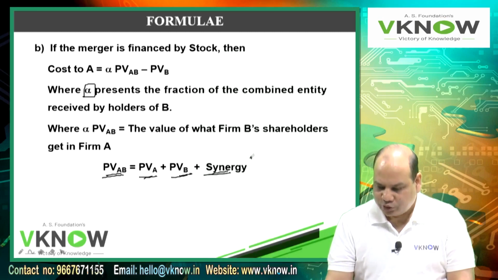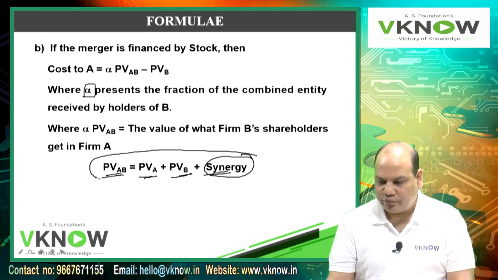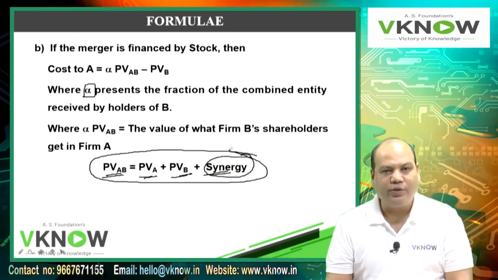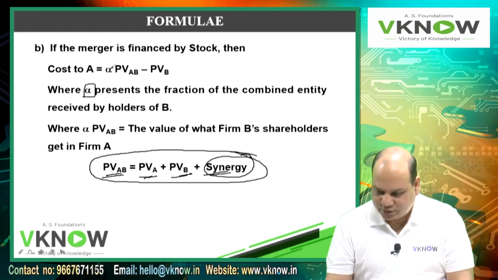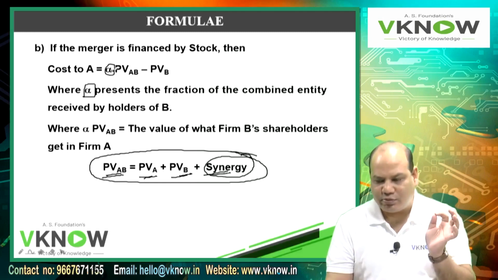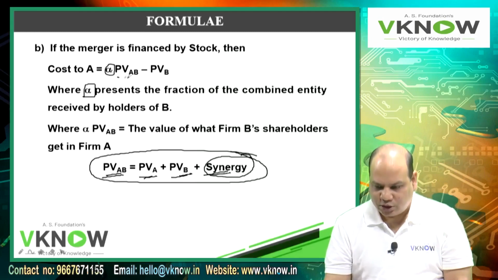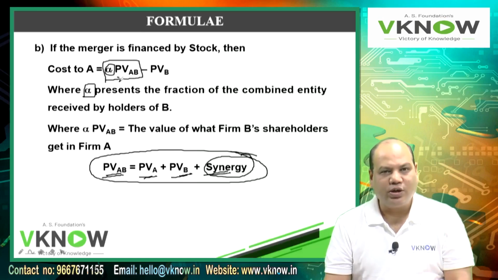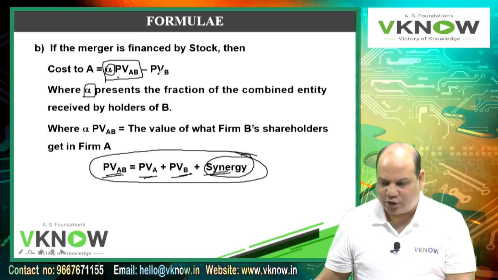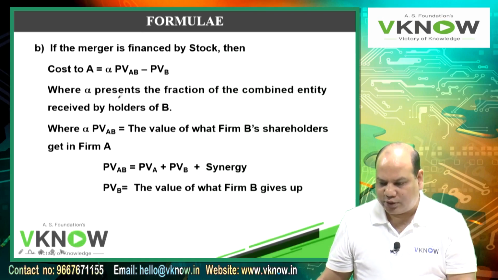So what you have to do, you have to understand the process. First find the synergy value, then find the value of the combined entity, then calculate this alpha. This alpha will be the number of shares received by shareholders of B upon the total number of shares. When you multiply by the total value of the firm, you get the total stake in the merged entity, minus their standalone value, and the difference is the true cost of acquisition to A. PV of B means the value of what firm B gives up.